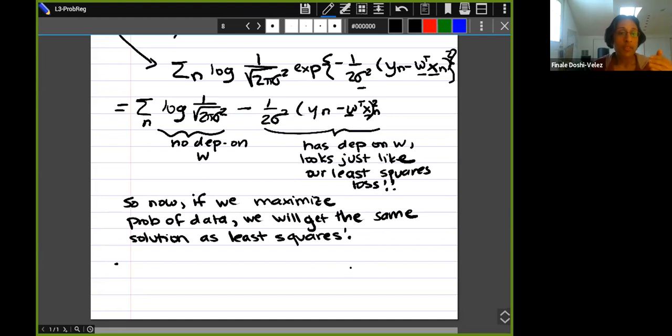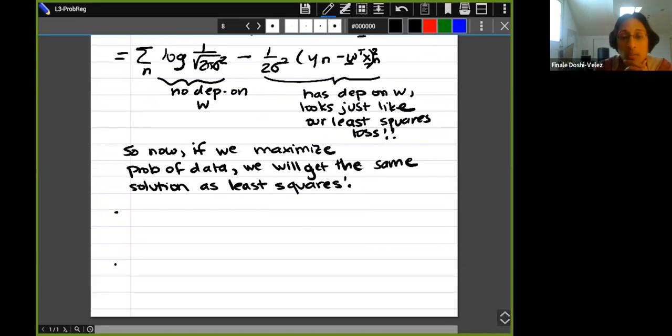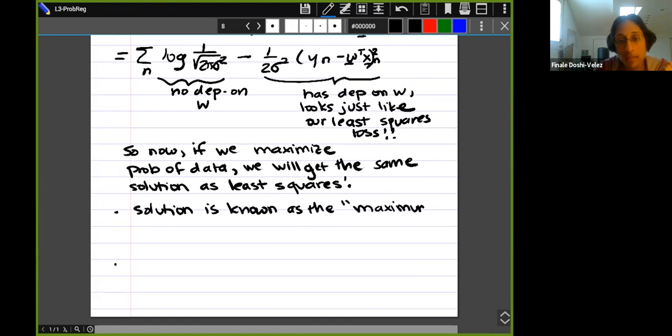Usually, instead of saying maximizing the probability of the data, we use slightly different terminology: maximizing the likelihood. So this solution is known as the maximum likelihood solution for this generative model.